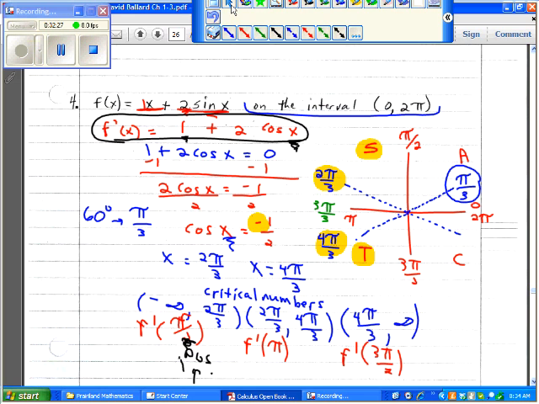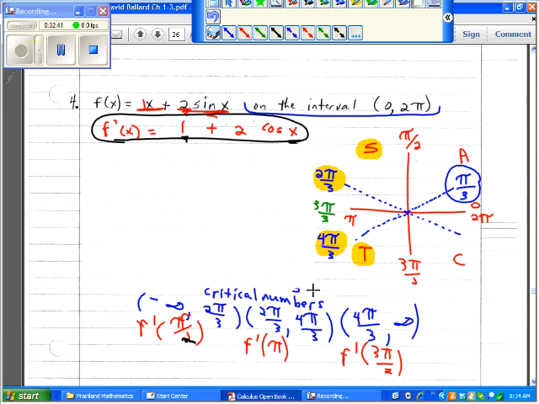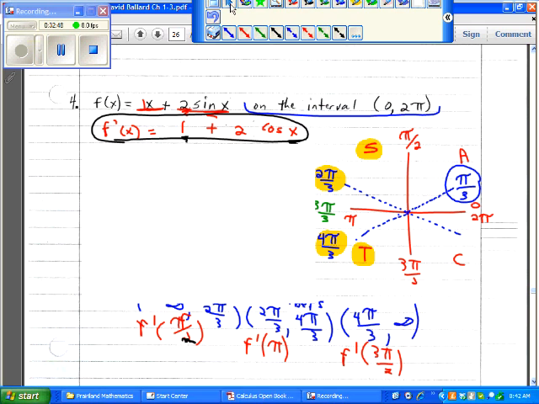Therefore, it's increasing. I'm running out of room there. Let me move some stuff and write above it here. I think I can just get rid of all of that. So looking at my critical numbers, I'll put the values above. Okay, so this one was positive, therefore it's increasing.